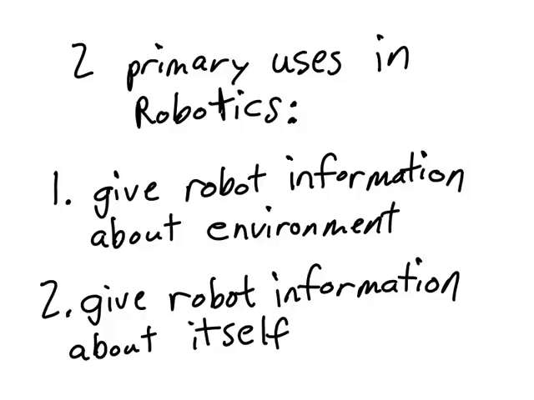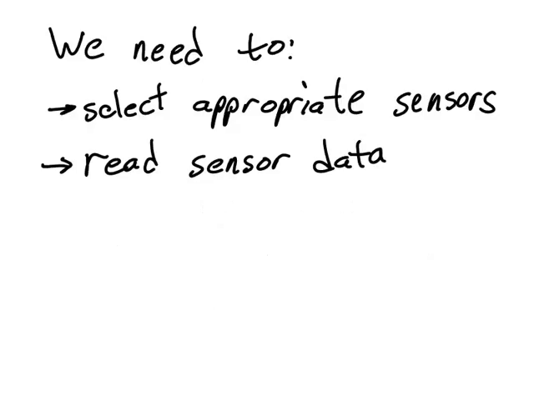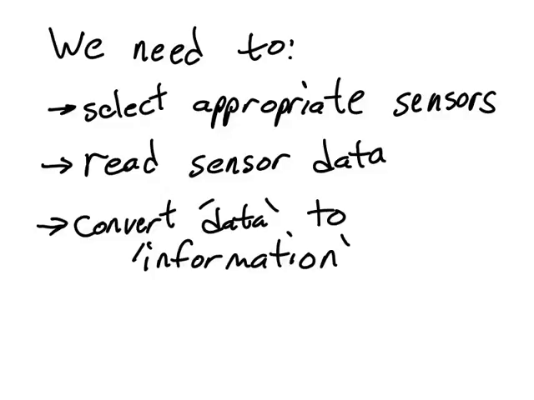In order to effectively use sensors in our robotic systems, we need to be able to select appropriate sensors. We need to know how to read sensor data using our robotic controller. And finally, we need to know how to convert data, that is, the raw value that we read from the sensor, into information, that is, some data in a form that we can use in our robotic control. In this first set of videos, we're going to be looking specifically at how to select appropriate sensors.